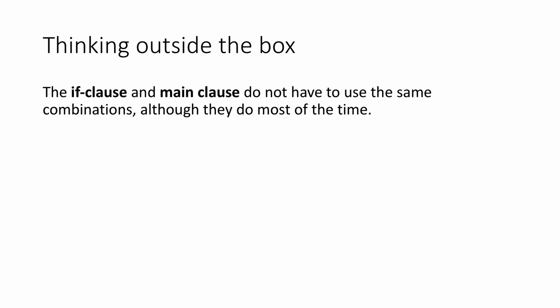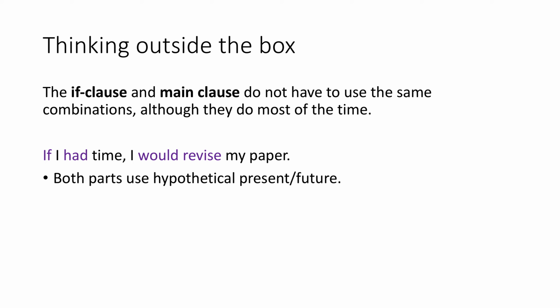Now, let's take a look at the example where both parts, I mean the if clause and the result or the main clause, use the same combination. If I had time, I would revise my paper. You should be able to guess that the first part is a hypothetical present or future. It means that now I do not have the time to do this, but if I had time, let's imagine that I had the time to do this, I would revise my paper. So both parts of this sentence refer to the same combination, that is hypothetical present and future.